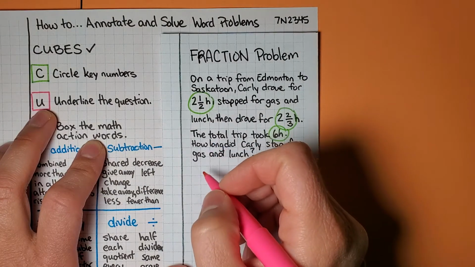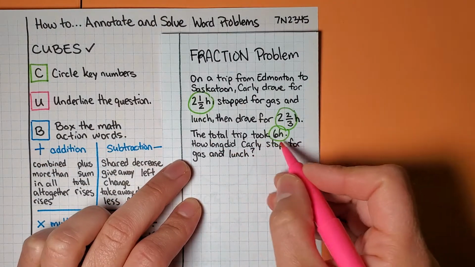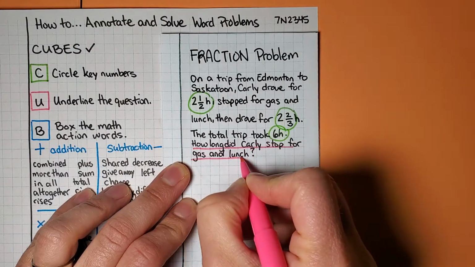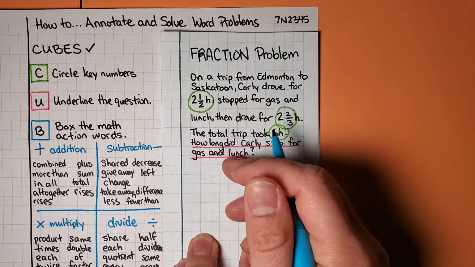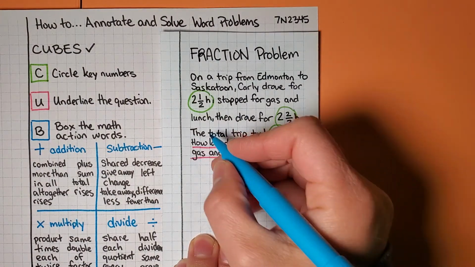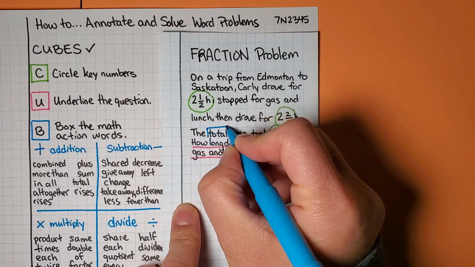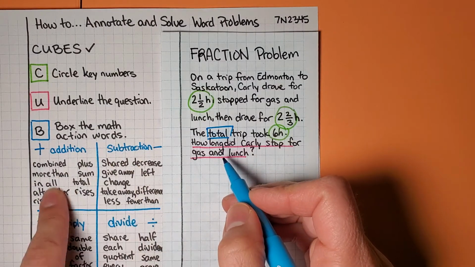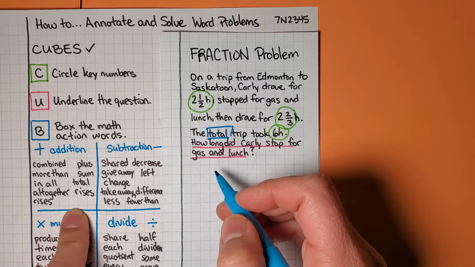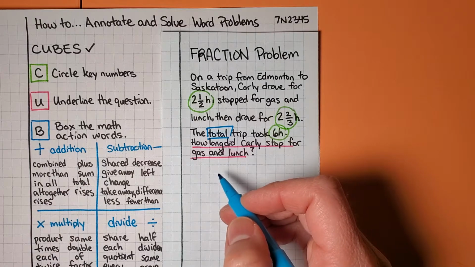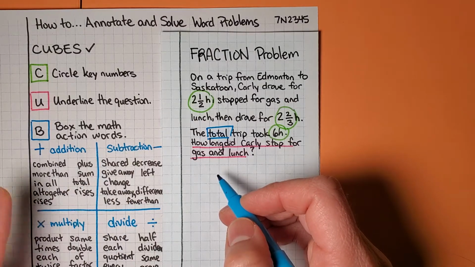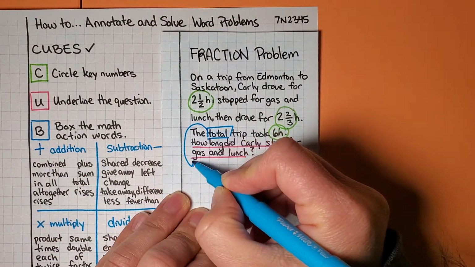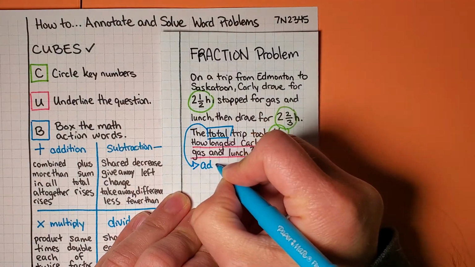Next, underline the question. The trip took 6 hours. How long did Carly stop for gas and lunch? For B, the math action word box, the math action word is total. If we look over here at all of the action words, total is for addition. I don't see it anywhere else, so pretty clearly it's addition. I'm going to write the arrow there so I don't forget that we are going to add.